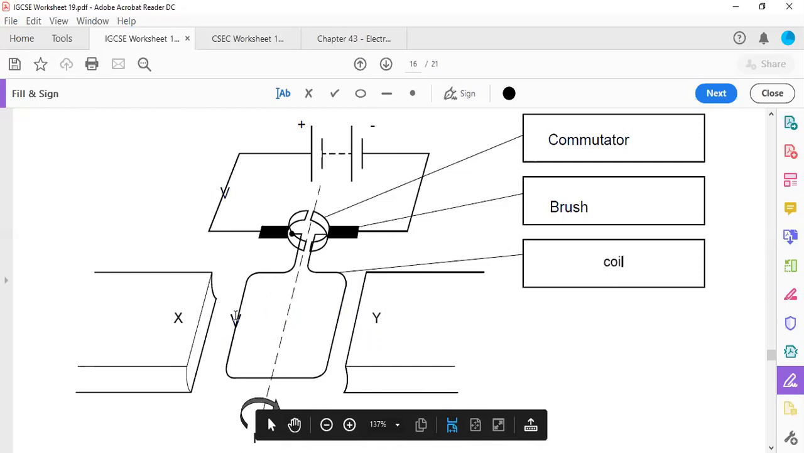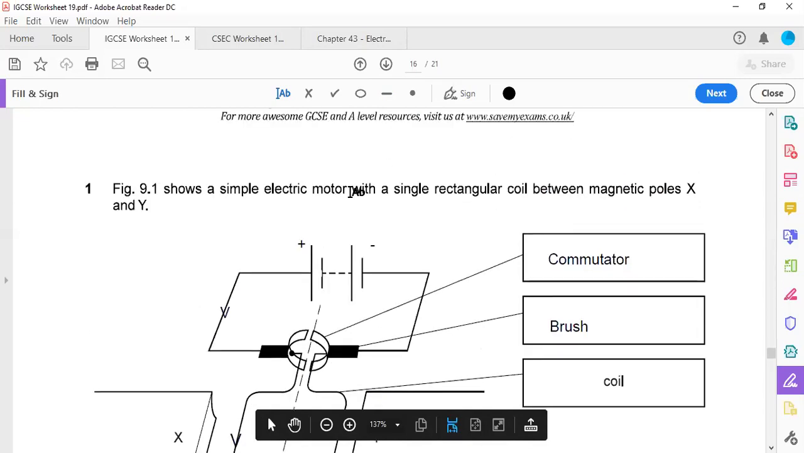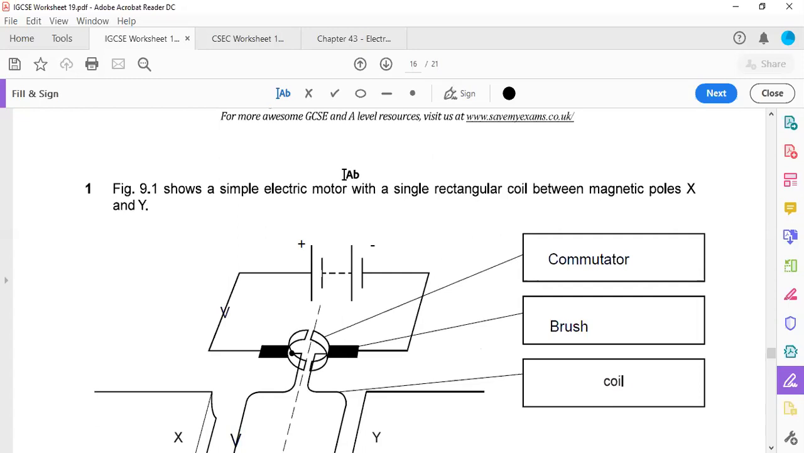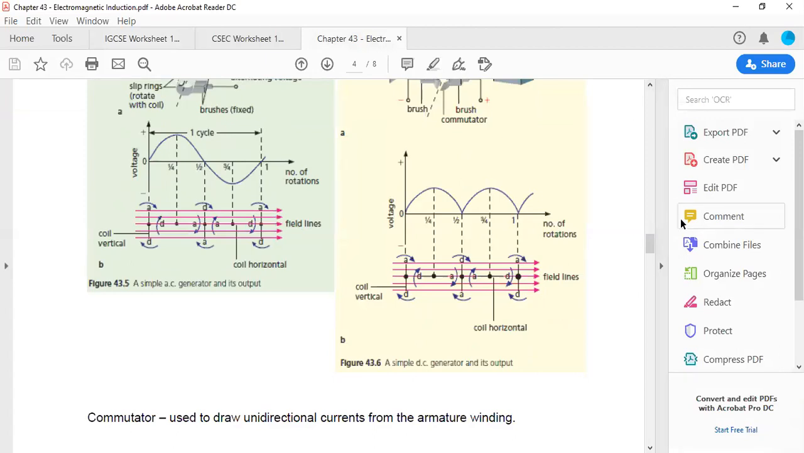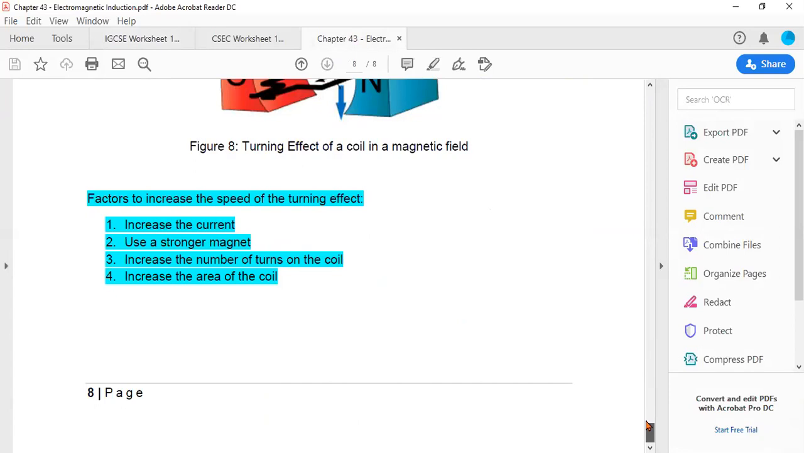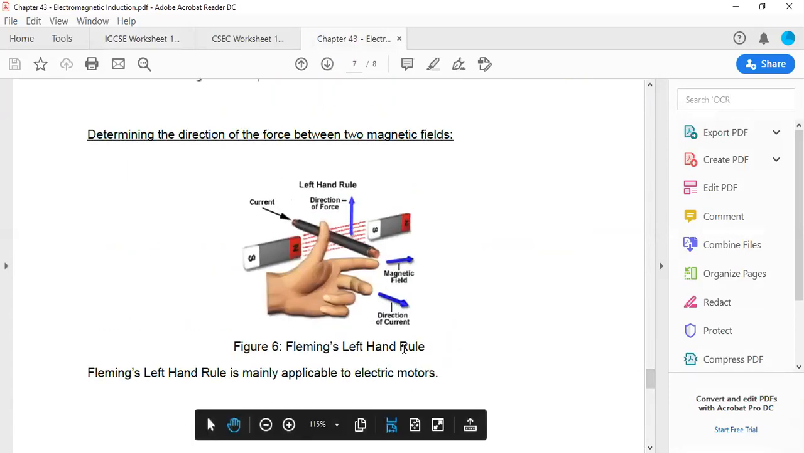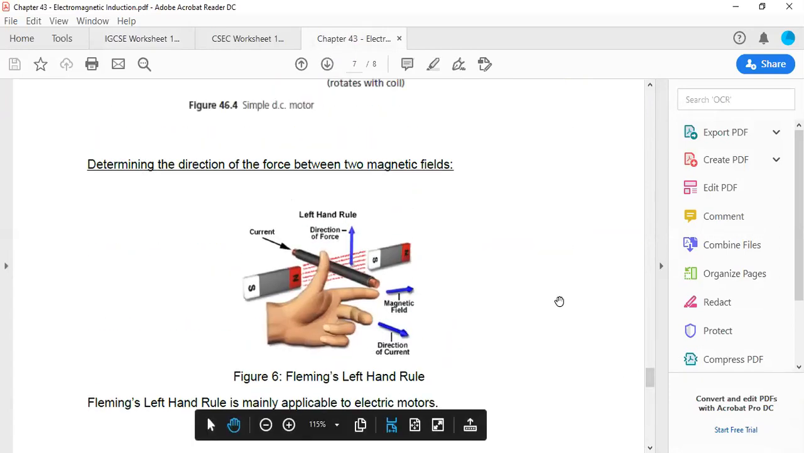If the current is coming in this direction here and the rotation is up, if we draw it from the shared screen, again, this is an electric motor, so which law do we use? Fleming's right hand or left hand? We go back to the notes. For motors, you would be using Fleming's left hand rule. Good? Nice. So Fleming's left hand rule is what we're using.